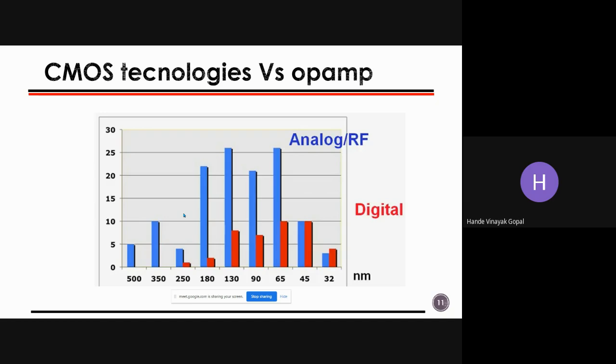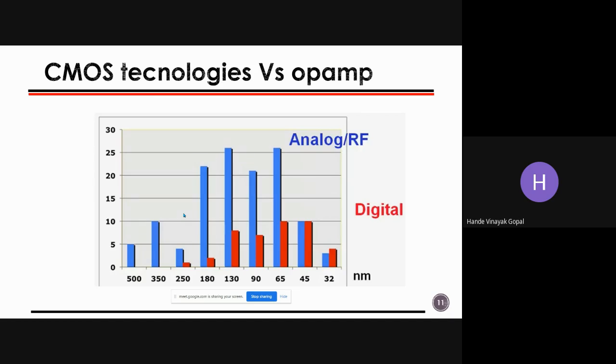So if the application agrees with that, then it is not a problem. But generally, it does not agree. So people go with the analog CMOS process along with the digital CMOS process, which we call mixed mode CMOS ICs.